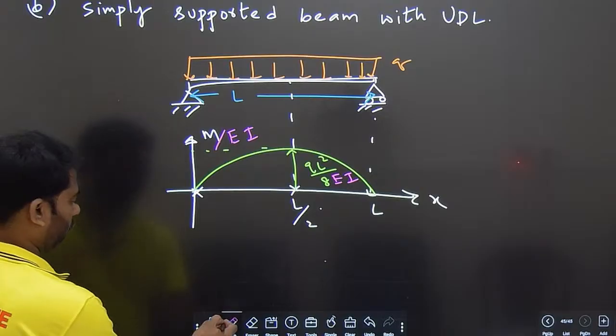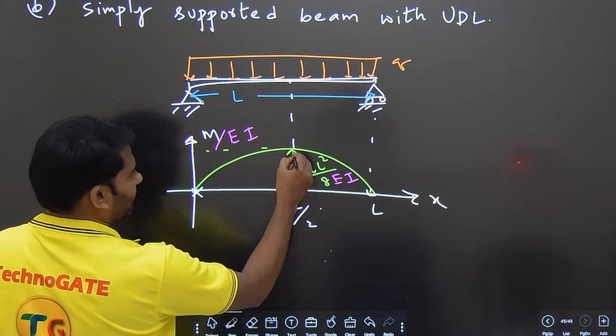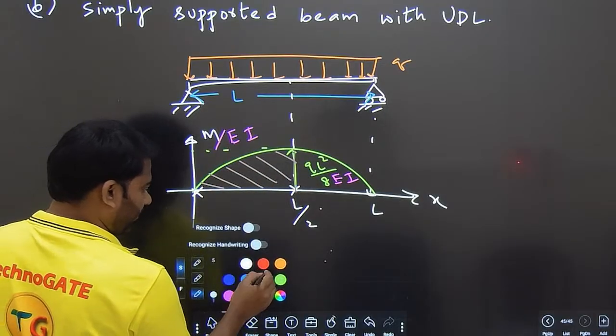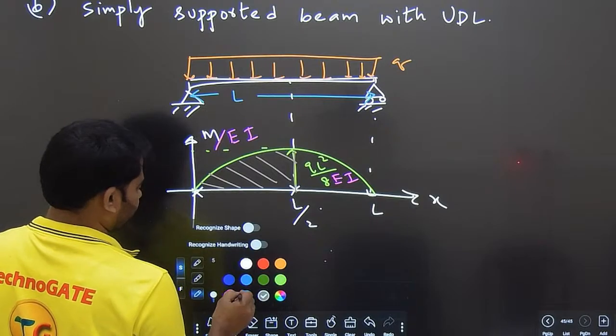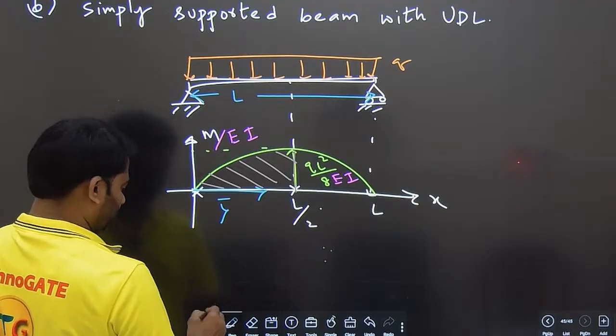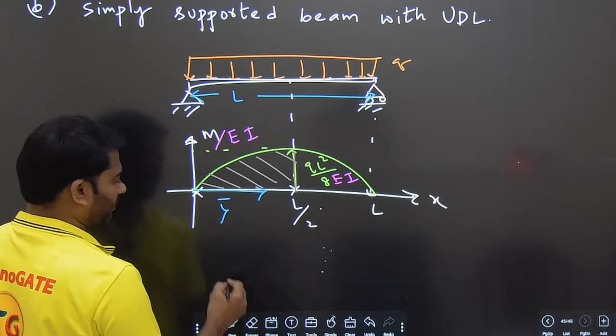For the slope, we need to get this area. And the y bar value would be from here to here. So I am directly writing those areas and y bar values.